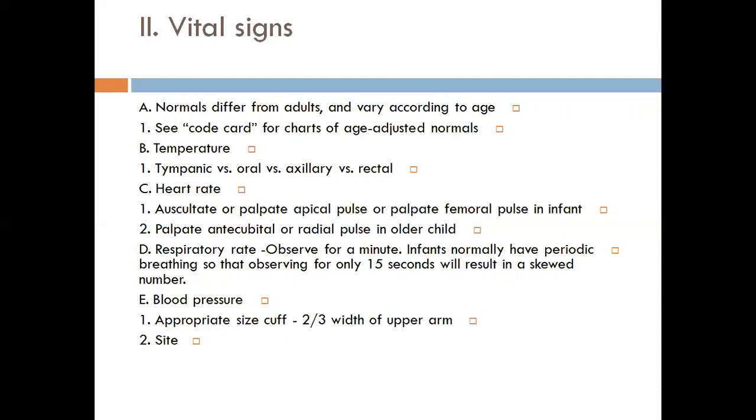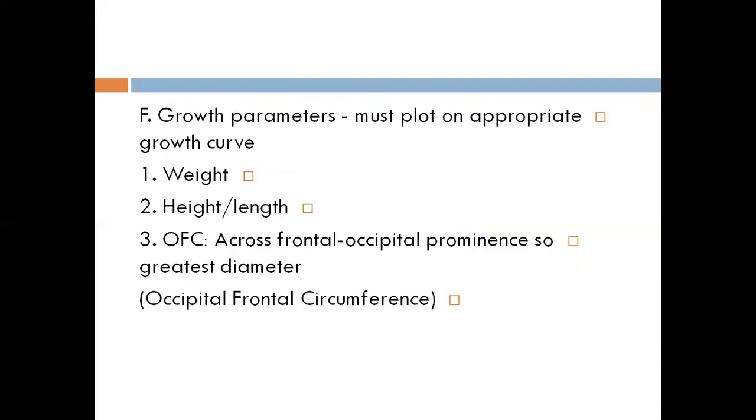What about the blood pressure? We try to check the blood pressure with a certain cuff. Its size will be for children and must be 2/3 the width of the upper arm, and I must know where to place it as a site. I must also have a certain table for children of certain ages with the blood pressure normal for each age group. Growth parameters must be plotted on appropriate growth charts or curves.